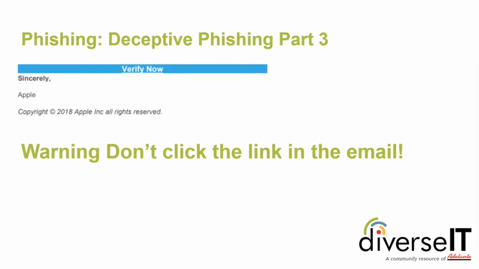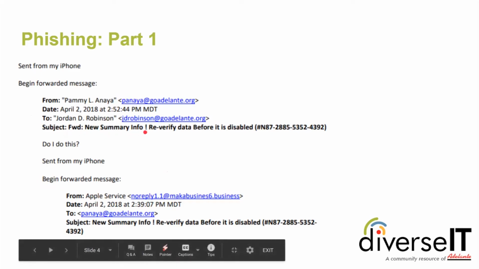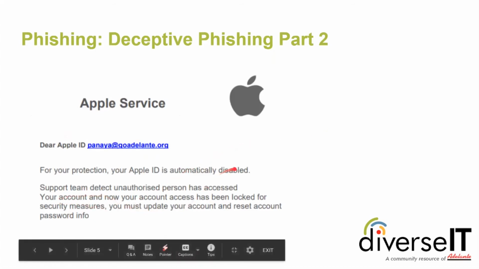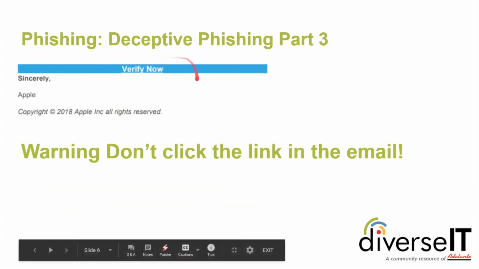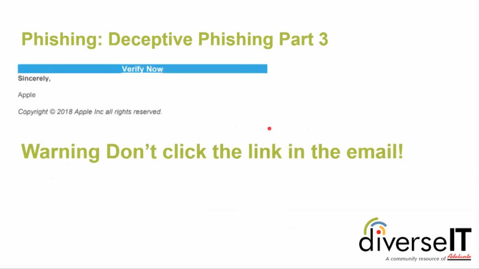In review, this email made it sound like you had to take some action. That was kind of our threat here: new summary info, re-verify data before it is disabled. It gave us a lot of spelling errors and asked us to take some action we normally wouldn't want to take, and then tried to get us to do that final Verify Now. Again, there was a lie here because I really didn't need to take any action. They tried to intimidate me because they want me to click on something.